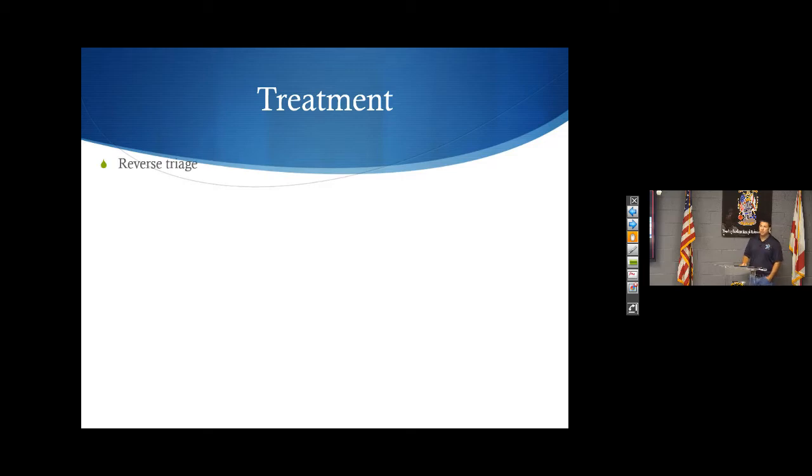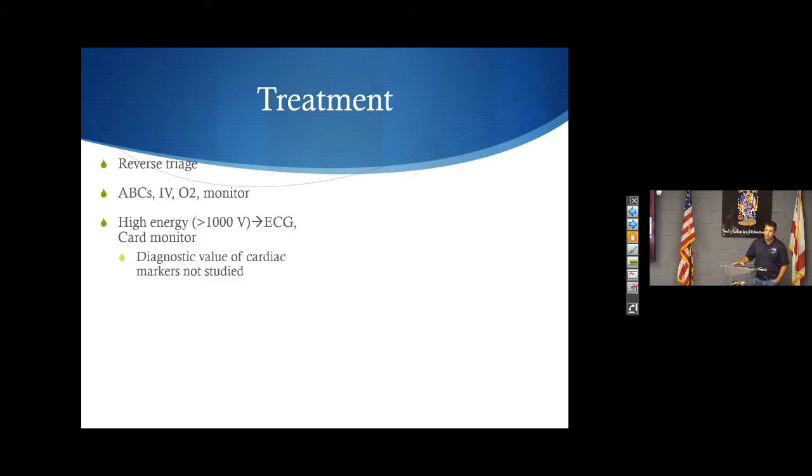Treatment. We've talked already a little about reverse triage, and why. ABCs, IV, O2, put them on the monitor. High energy, over 1,000 volts, definitely need to get an EKG and have them on the monitor. But I would recommend that for any electrical injury, just go ahead and have them on the monitor and get your EKG. We already talked a little about troponin on the last slide.